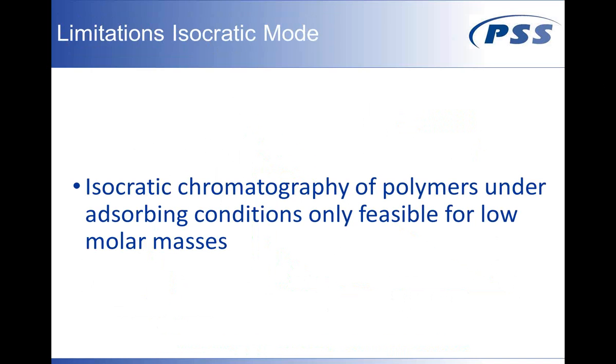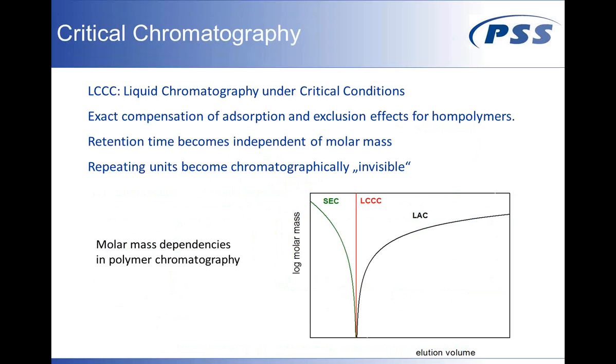And that means isocratic chromatography of polymers under adsorbing conditions is only feasible for very low molar mass samples. And that makes the whole situation so difficult. So if chromatography under isocratic conditions is basically not possible, what we can do is something else.